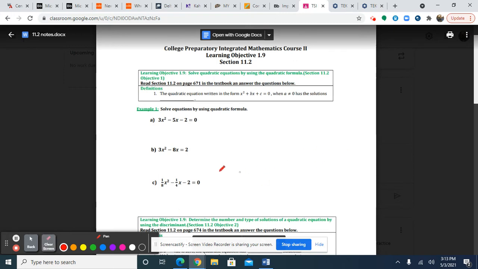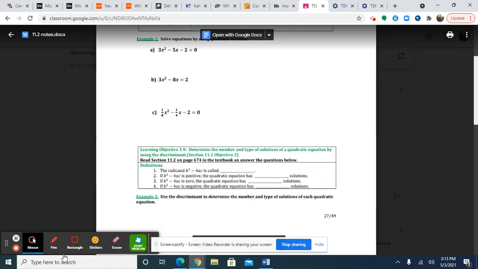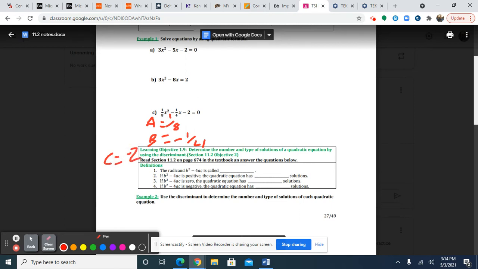And now we have example C, which uses some fractions, but still the same thing. We decide our A is 1 over 8. Our B is -1 over 4. And we're going to say our C is -2. So setting this up, we have -1 over 4 squared minus 4 times 1 over 8 times -2.